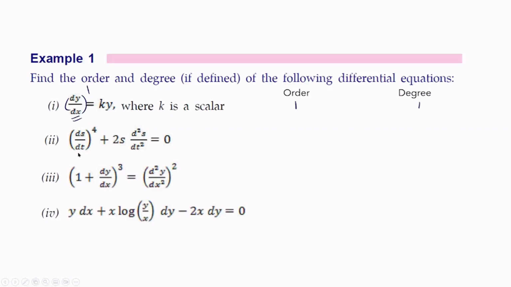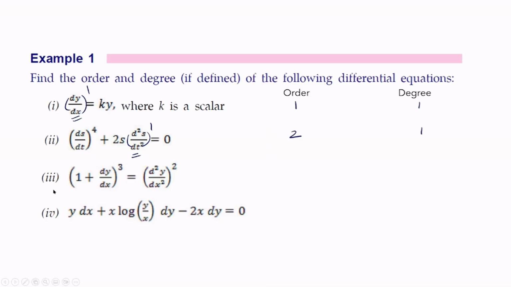The next is ds by dt the whole raised to 4 plus 2s into d square s by dt square equal to 0. Here the highest order derivative is d square s by dt square. So the highest order is second order. Order is 2. And this is raised to 1. So degree is 1.